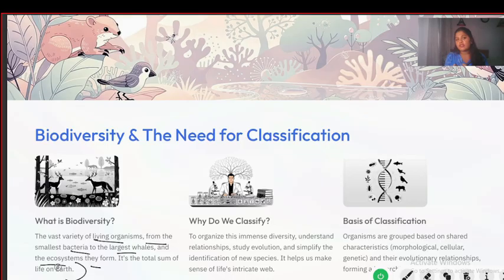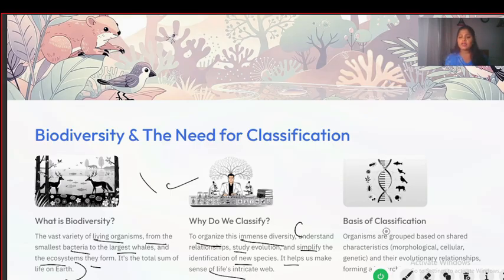Now what is the difference with ecosystem? Ecosystem is where the living and the non-living organisms are residing together. Now we need to classify. We have so many things, right? From a small tiny microbe to such a big blue whale. We have all these. Now we have to classify them. We have to separate them to organize. Why? So that we can organize this immense diversity, understand their relationships, study evolution and how they are interlinked, simplify the identification of new species, and help us get a sense of the intricate web. So understand the relationship between every organism.